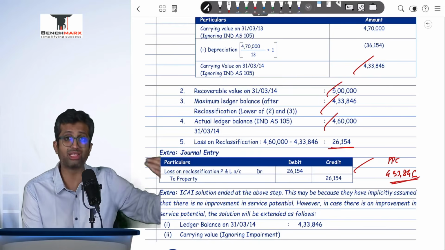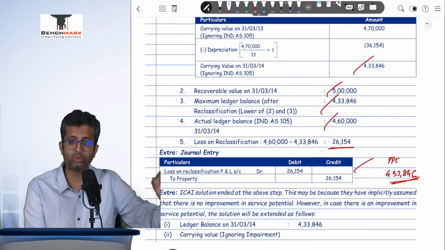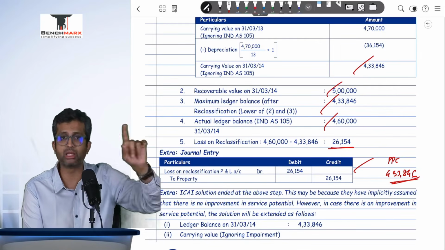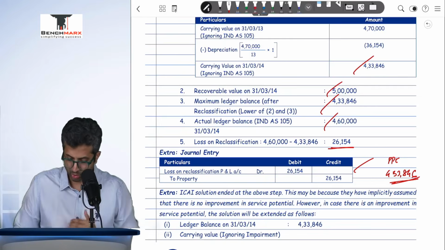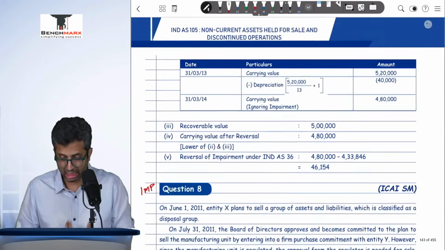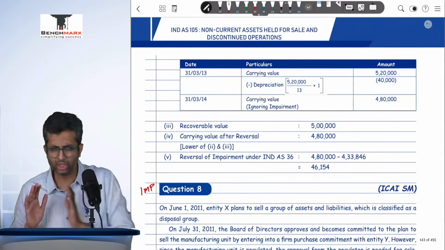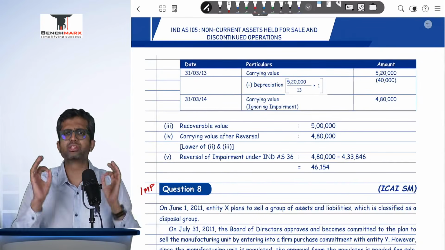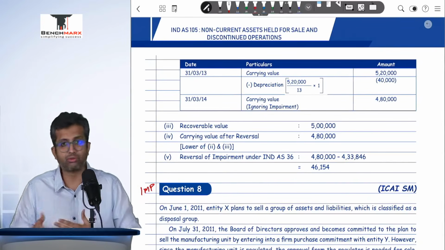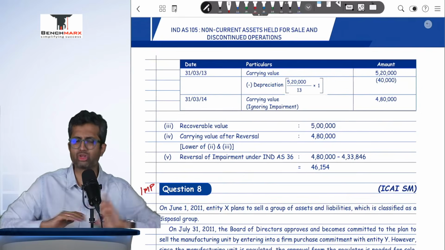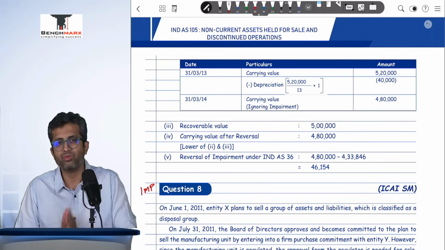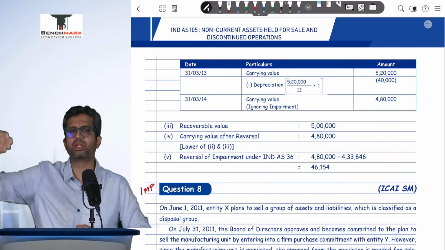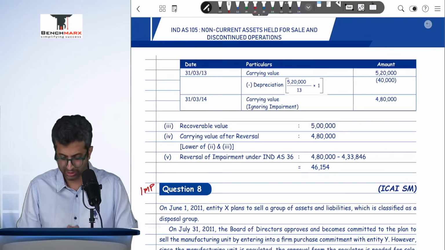However, if you assume that there was an improvement in service potential, in which case there can also be a reversal of impairment under Ind AS 36, as we have explained over here, in case you have to take that separately. Though the Institute has not done that, and they've just focused on the change in the plan to sell. They've not said that there is any improvement in service potential, and hence the solution ends without considering a possible further reversal of impairment under Ind AS 36.